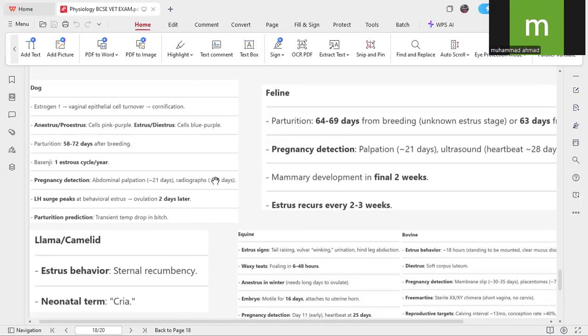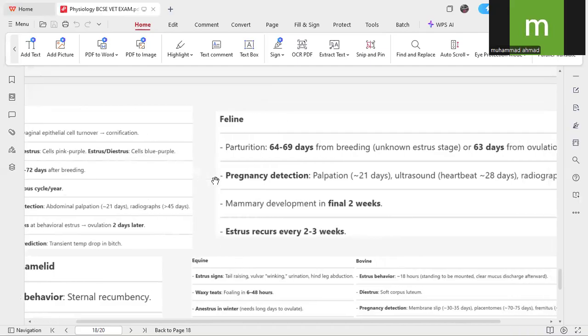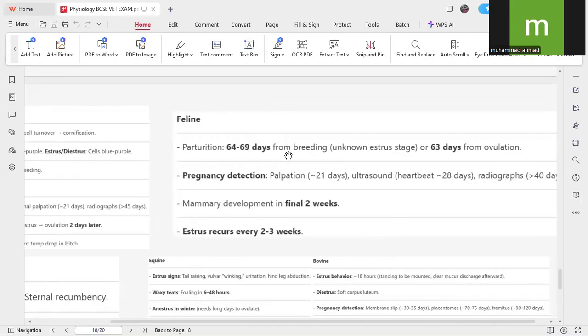In feline, parturition is 64 to 69 days from breeding if the estrus is unknown, or if we know the ovulation date, then 63 days. Pregnancy detection at 21 days through palpation and ultrasound, heartbeat at 28 days, and radiograph after 40 days. Mammary development occurs in the final 2 weeks. Estrus reoccurs every 2 to 3 weeks.